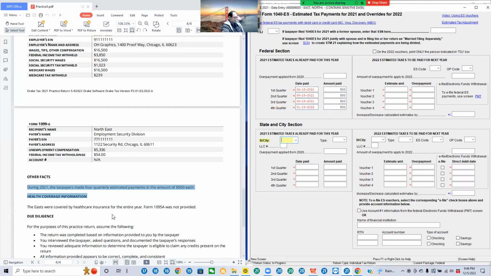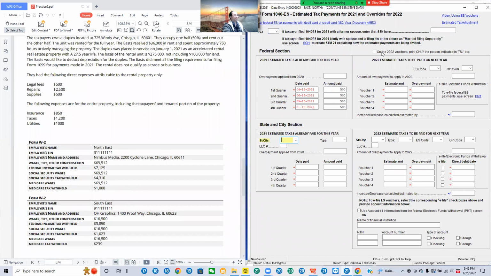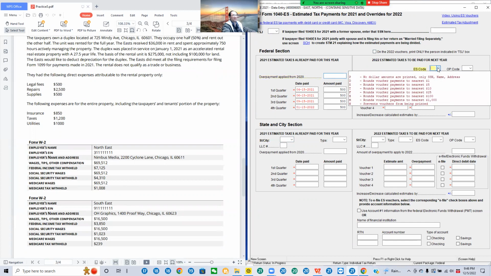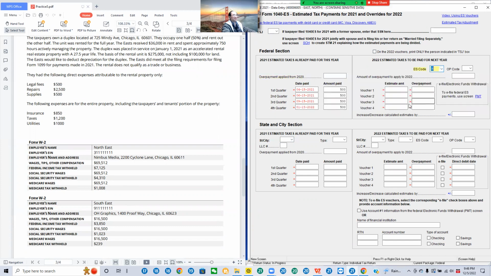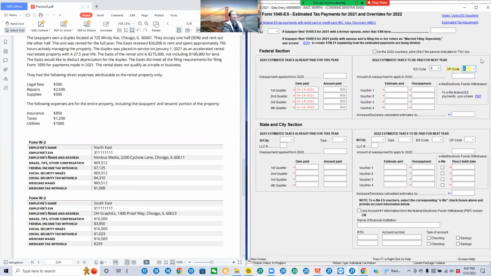That's what I mean. They did not pay estimate tax for state. Now in here, we haven't finished yet, so we still have more things to do. Since they did estimates last year, you're more likely to do estimates in the coming year, like this.